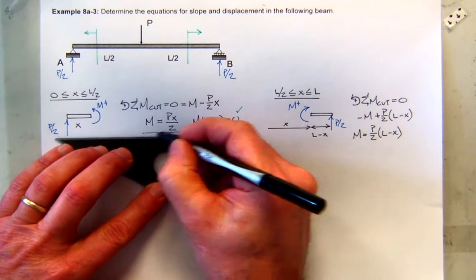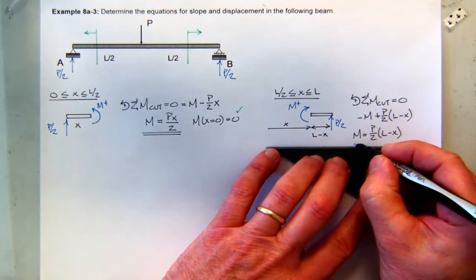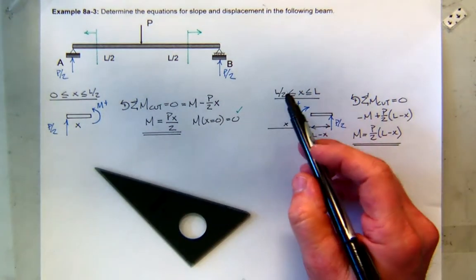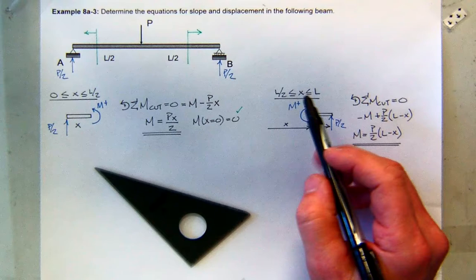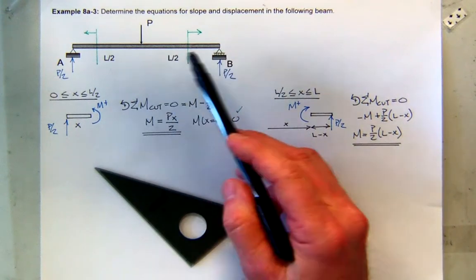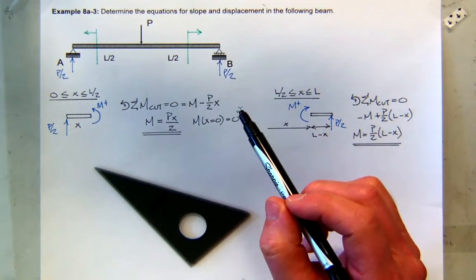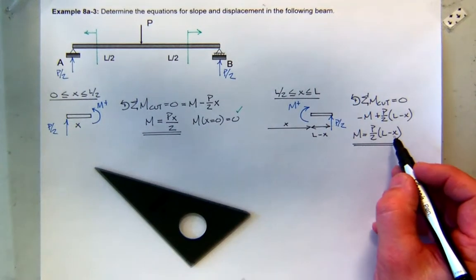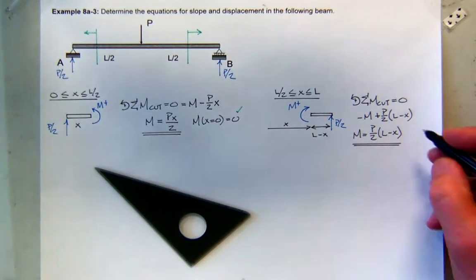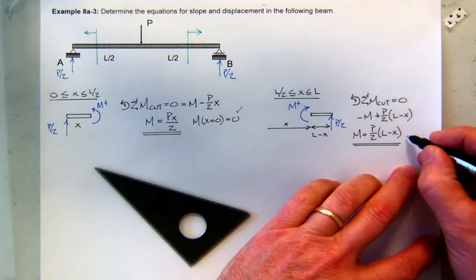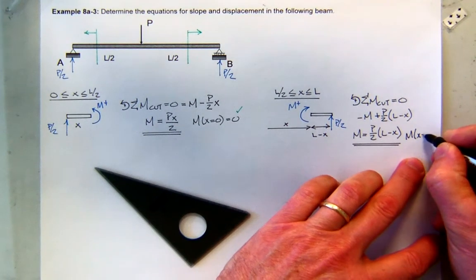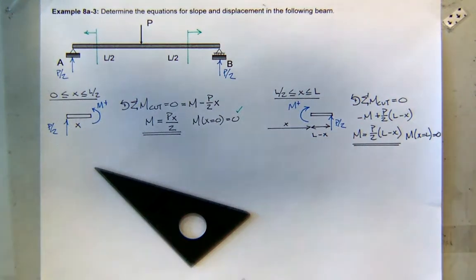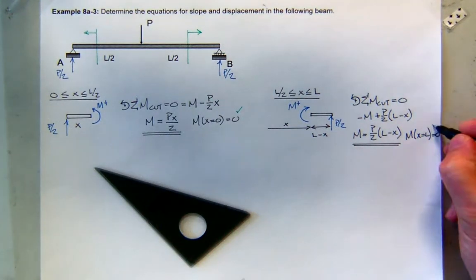There was the moment there, and there was the moment here. Do I know the moment anywhere between L over 2 and L? Yeah, at B. What's the moment at B? 0. And that's at x equal L. You put in x equal L, and what do you get? 0. So it seems to work. So the moment at x equal L should be 0. Just barely squeezed it on there. Sorry about that. And again, that checks too.